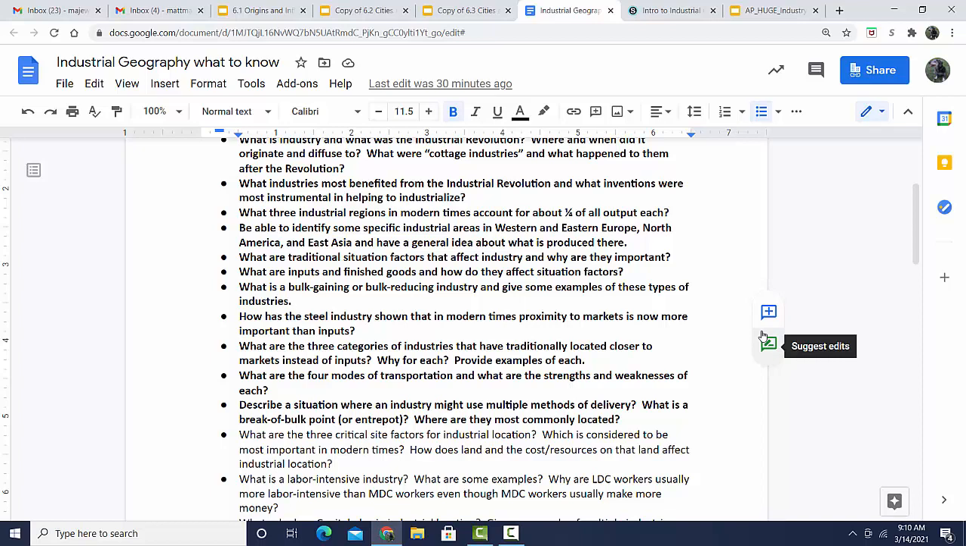Of course, they cluster around the city or the markets for different reasons. Okay, four modes of transportation, strengths and weaknesses. Well, we know the methods of transportation are truck, rail, ship, and air. Let's not forget pipeline, but pipeline only allows for the transportation of resources. Let's keep that in mind.